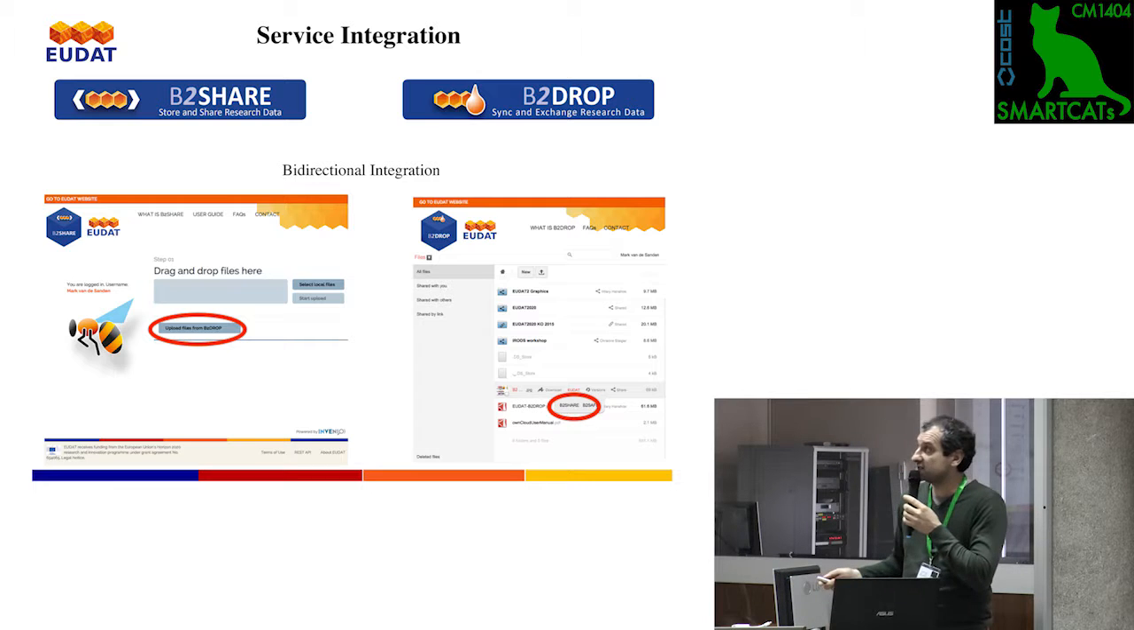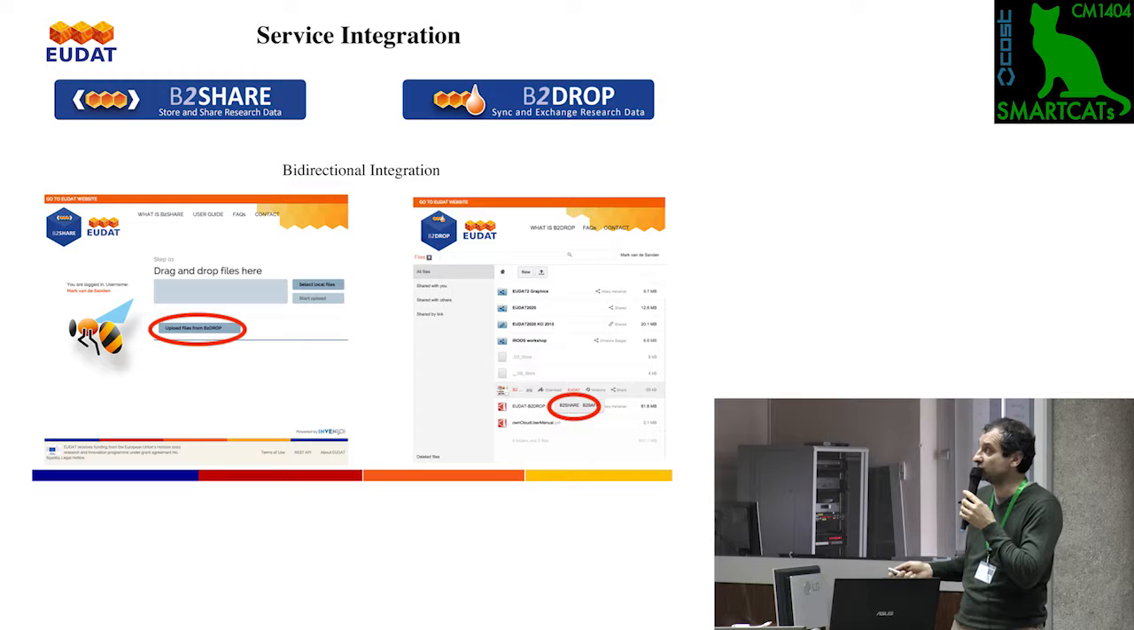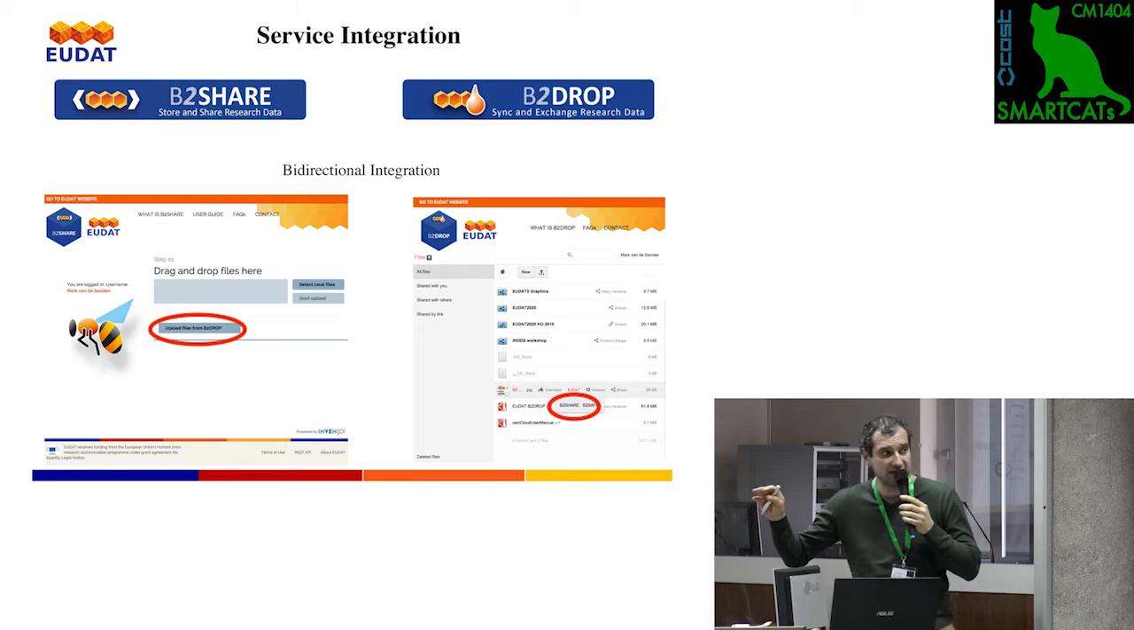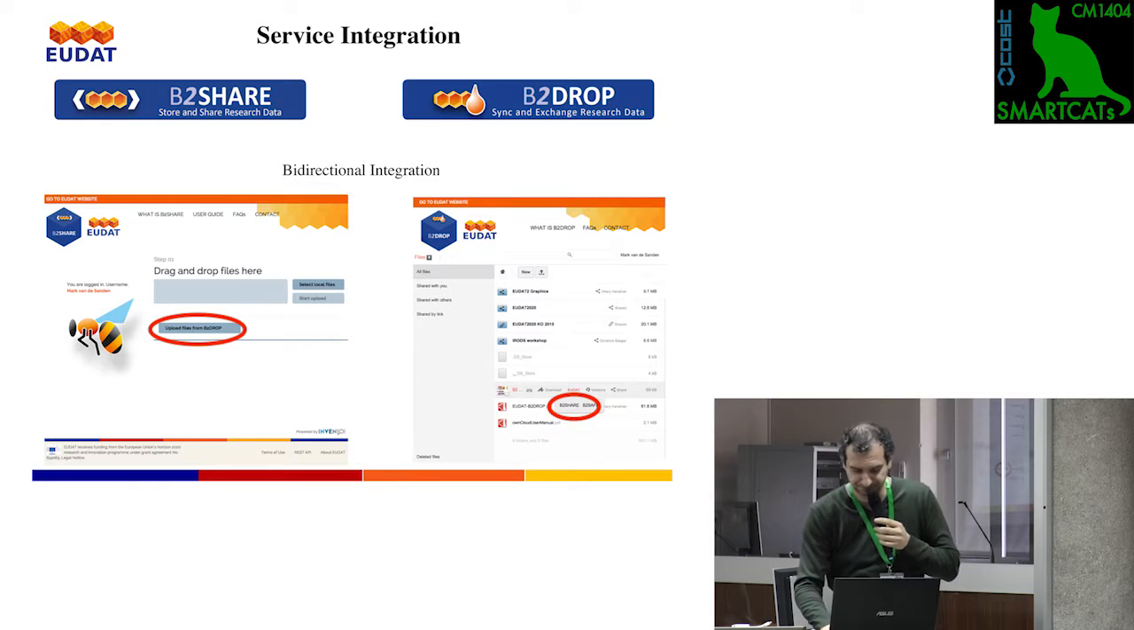And of course, some words about the integration of the services. You can use B2Drop as a Dropbox space, but then you can synchronize data between B2Drop and B2Share in a very user-friendly way. Of course, all these services are provided with an API, and so all these operations can also be performed by a command line suite.